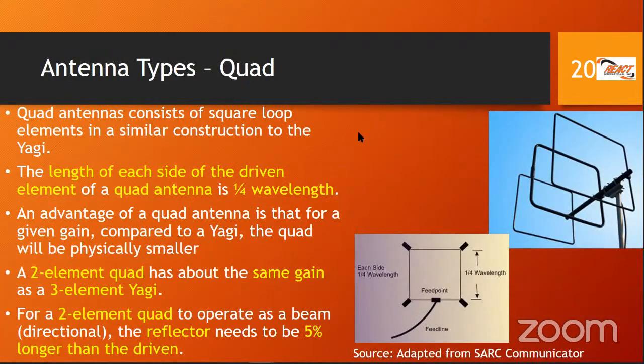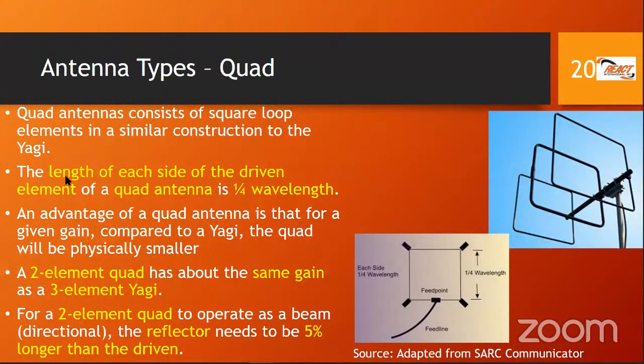Another type of antenna that is also directional is called the quad. So similar to the Yagi, it's directional. A quad antenna consists of square loop elements instead of just simply vertical or horizontal elements. It's a square loop. So this is what it looks like. So those of us who were in the technician class would remember that this is what a quad antenna looks like.